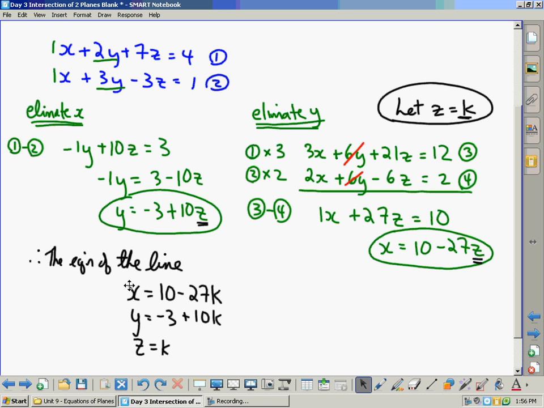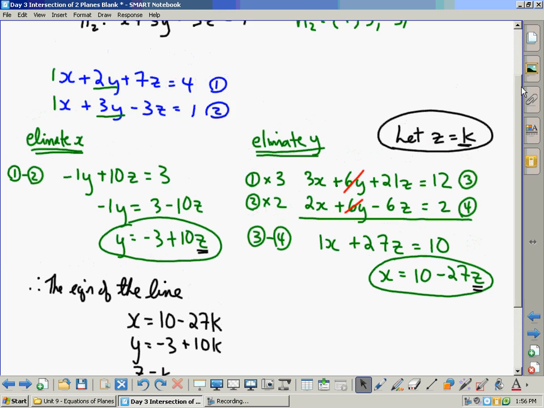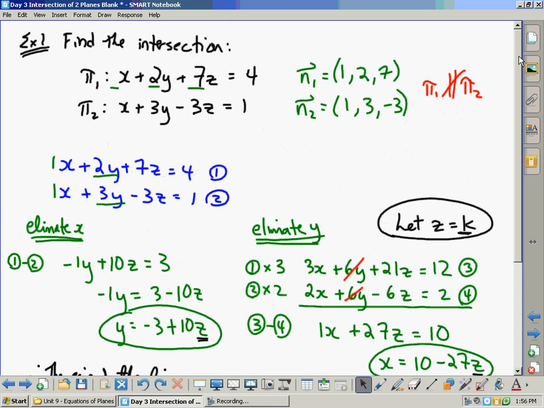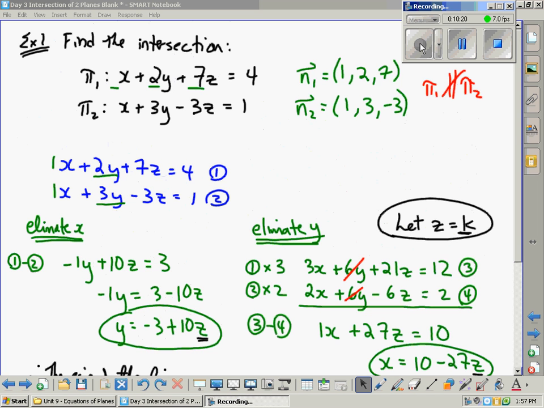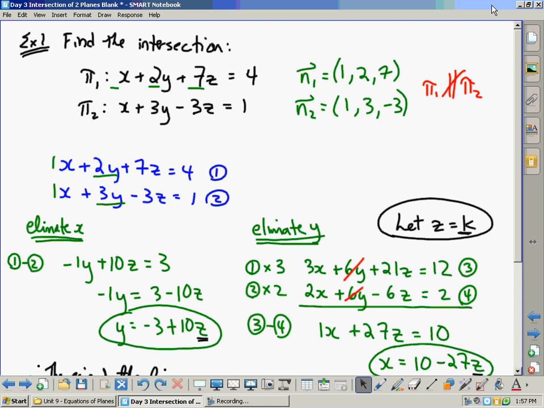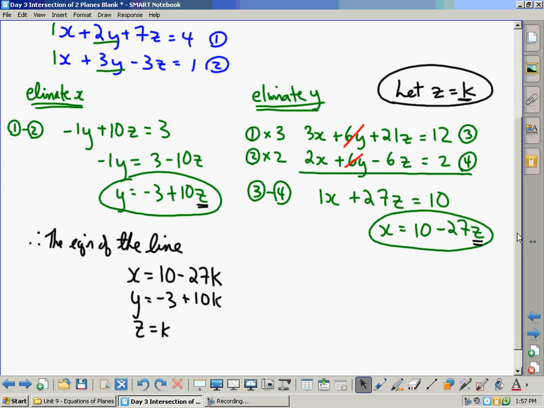So recapping, we first looked at it and said, okay, we've got to make sure that they're not parallel. So we did that right at the very top. They're not parallel. Since the normals were not scalar multiples, we know that these planes can't be parallel. So then we have our two equations. And our steps then: eliminate x and isolate, eliminate y and isolate, and then let that last variable, in this case z, equal k.